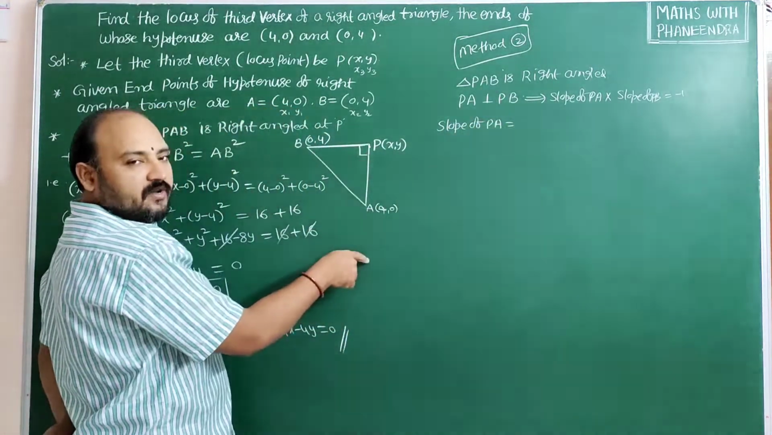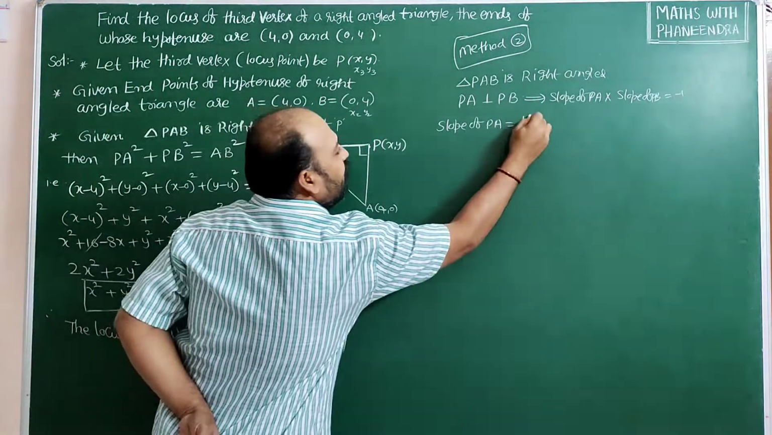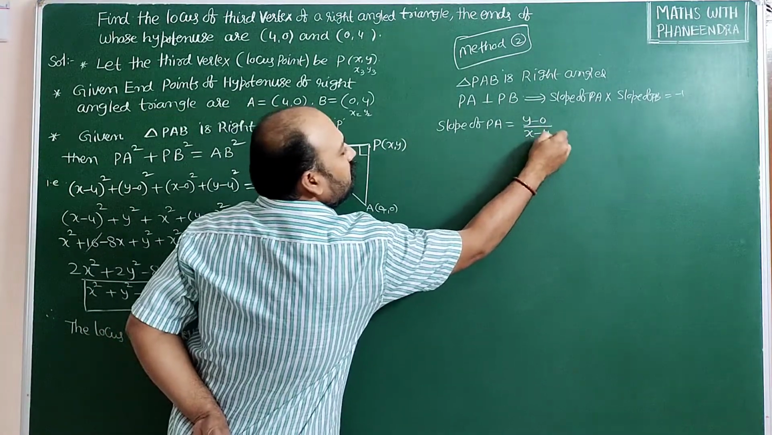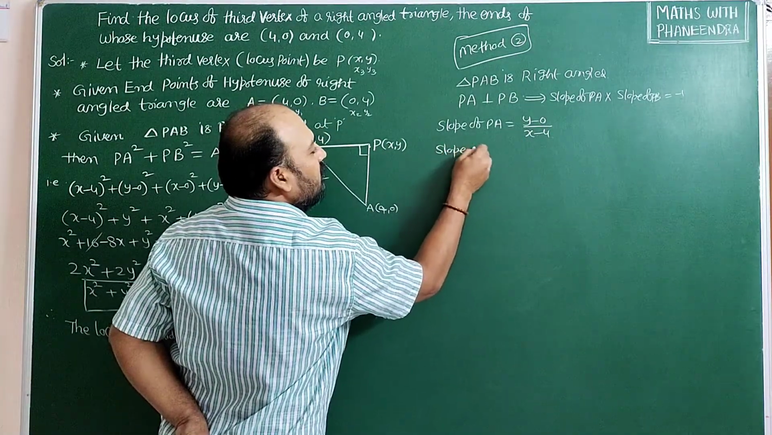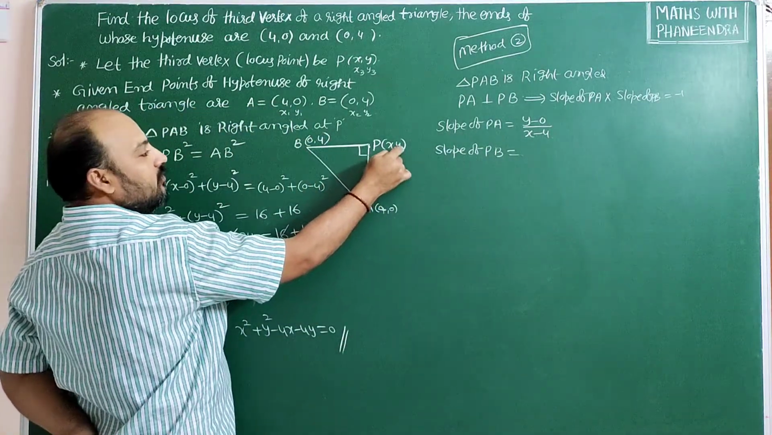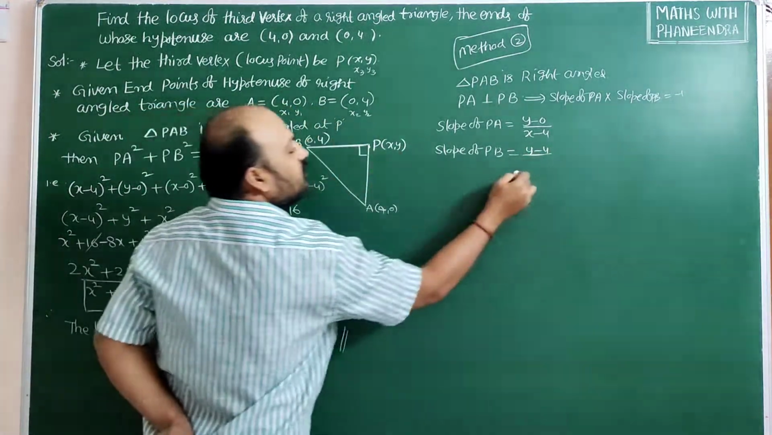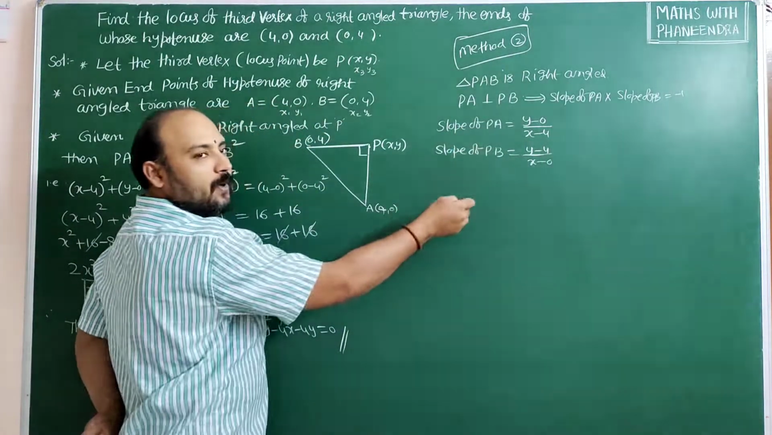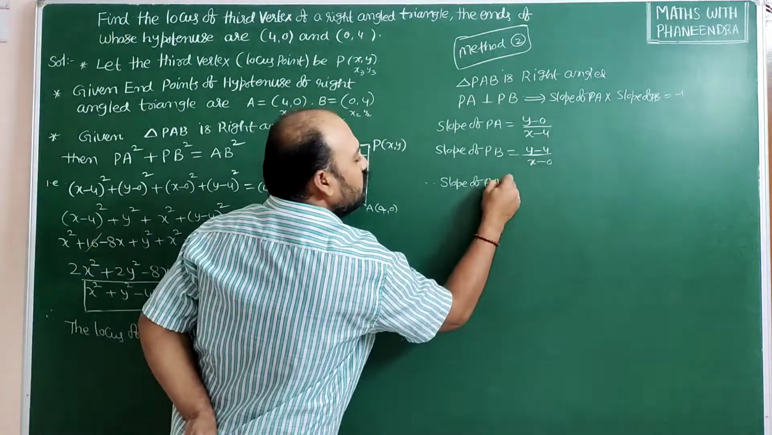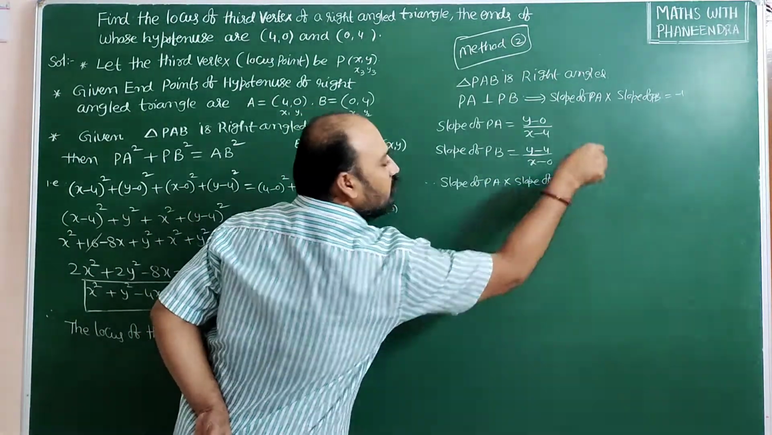So when 2 points are available, y2 minus y1. So y minus 0 by x minus 4 is the slope of PA. Slope of PB is y2 minus y1, y minus 4 by x minus 0. So these two are perpendicular now. Therefore, slope of PA into slope of PB is equal to minus 1.